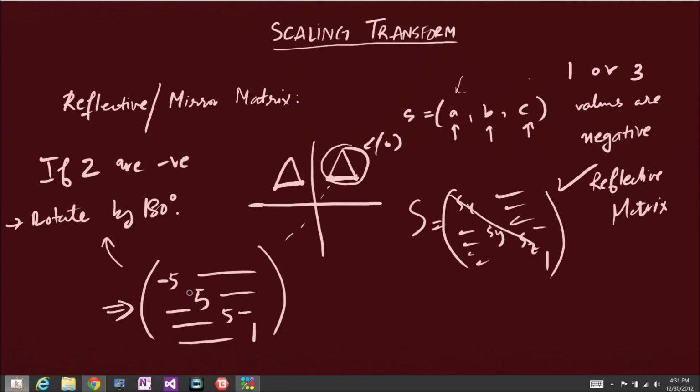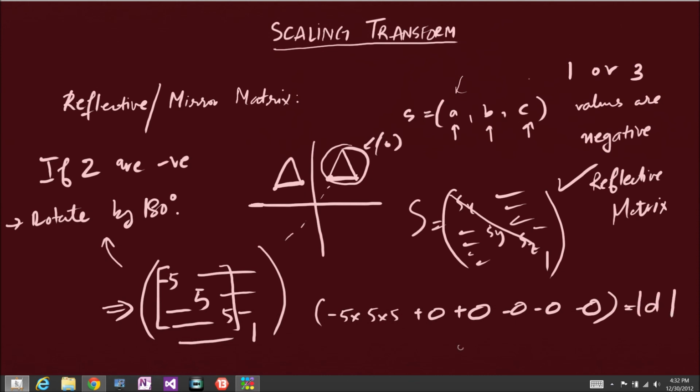To see if this is a reflective matrix or not, we can compute the determinant of this space right here, these 3 by 3 elements, which would be -5 times 5 times 5 plus 0, because all the other ones are 0, plus another 0, minus 0, minus 0, minus 0. So this is the determinant, and this computes to be -125. And if you get a negative product, then it is a reflective matrix.